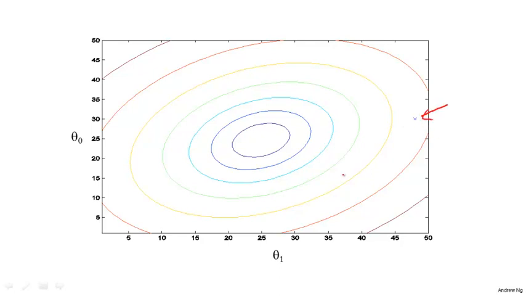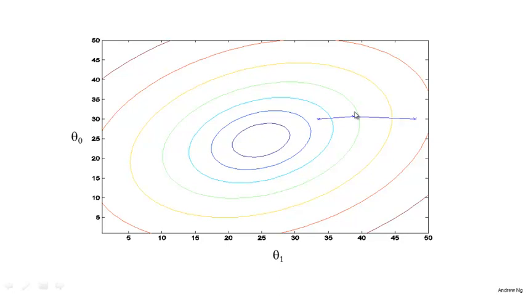Let's denote that with a red arrow, and so this is my initial value for theta 0 and theta 1. Let's say I now take one step of gradient descent. What happens? Well, one step of gradient descent will move me like so, and I'm now at this new point over here. Take a second step of gradient descent.